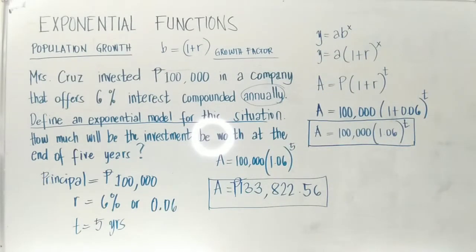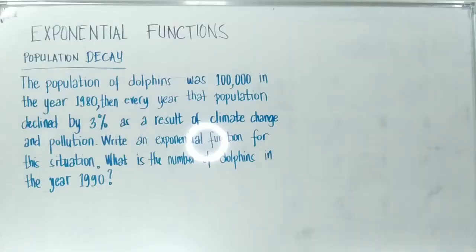So now let's proceed to the next example for population decay. Another example of an exponential function in relation to population decay is on the board. The population of dolphins was 100,000 in the year 1980. Then every year the population decreased by 3% as a result of climate change and pollution. We will write an exponential function for this situation and answer the question: what is the number of dolphins in the year 1990?